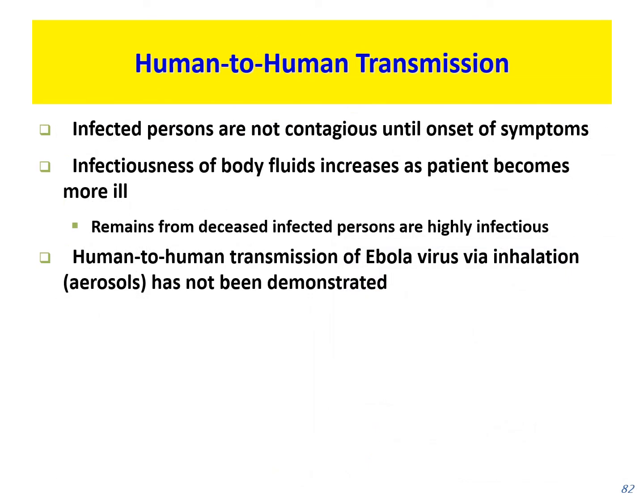Human-to-human transmission, okay? Like I said, it's zoonotic. It usually jumps from one animal to another and then ends up going to humans. From there, humans can transmit it to other humans. Infected persons are not contagious until the onset of symptoms. Thank God.